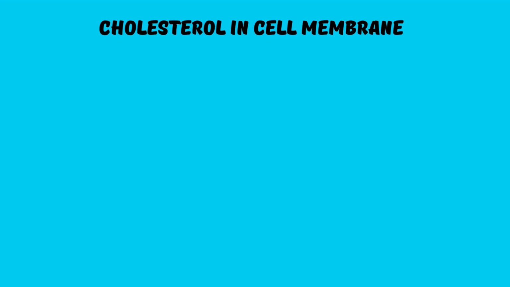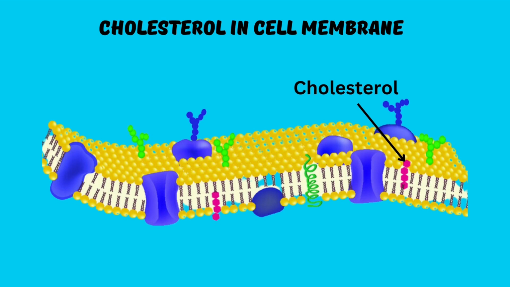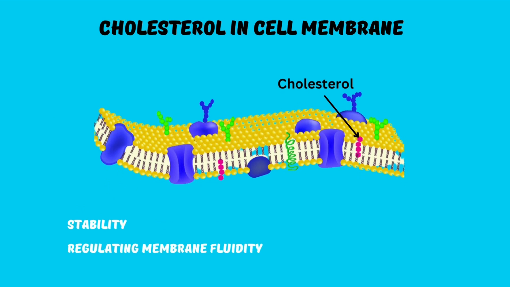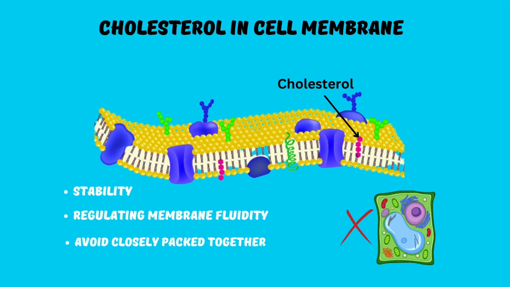Cholesterol is another component of cell membrane. Here you can see another picture of phospholipid bilayer of plasma membrane. Cholesterol molecules are dispersed within a phospholipid bilayer, adding stability and regulating membrane fluidity. This prevents phospholipids from being too closely packed together. Remember that cholesterol is absent in the membrane of plant cells.